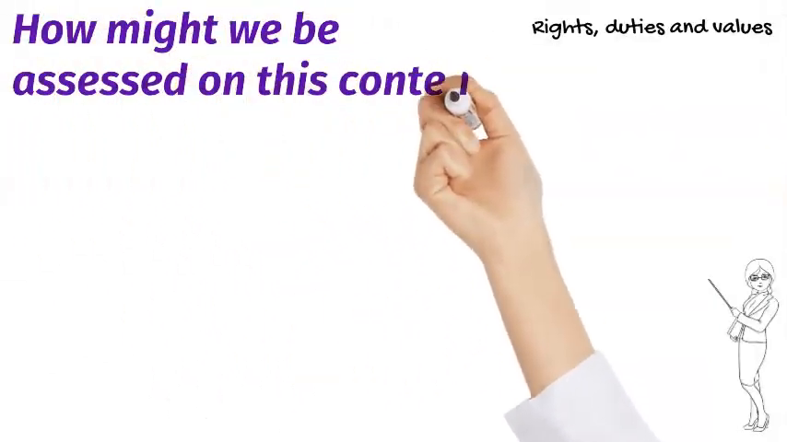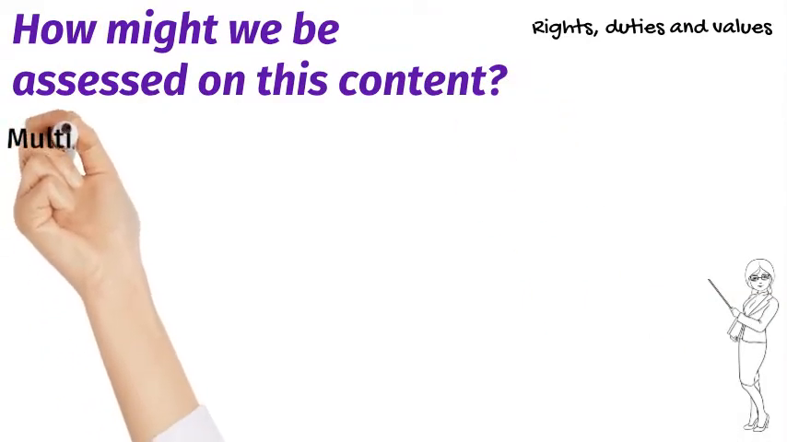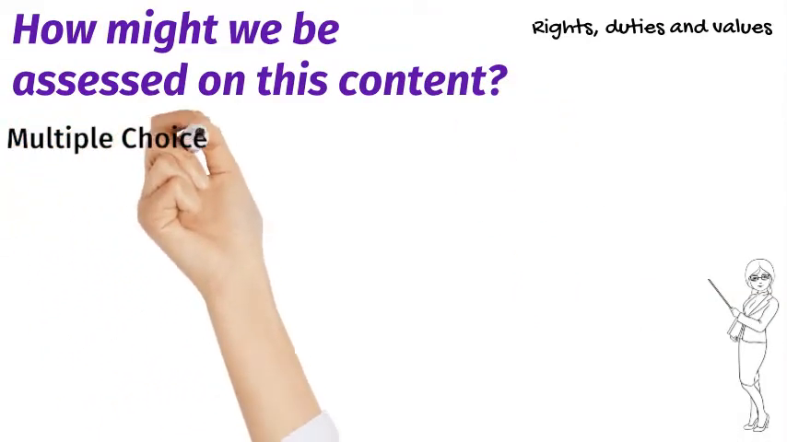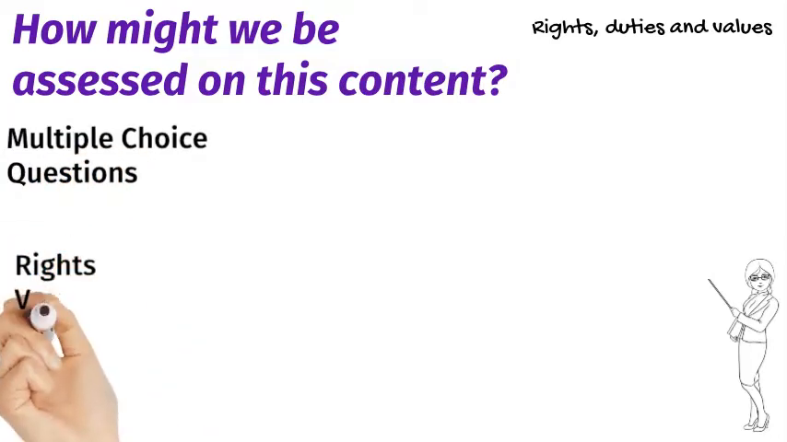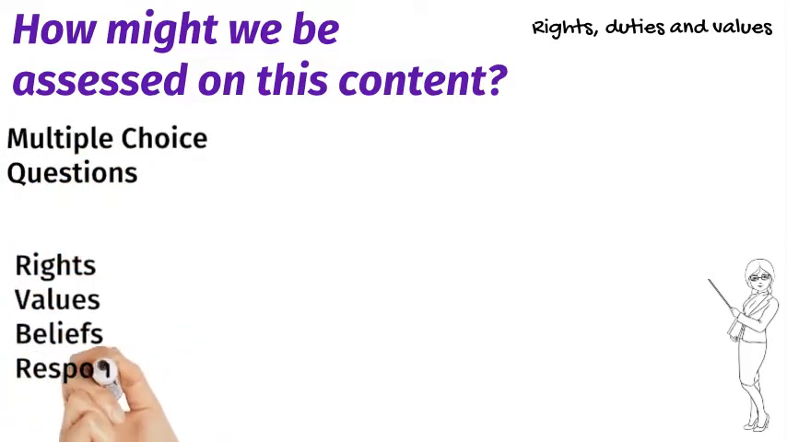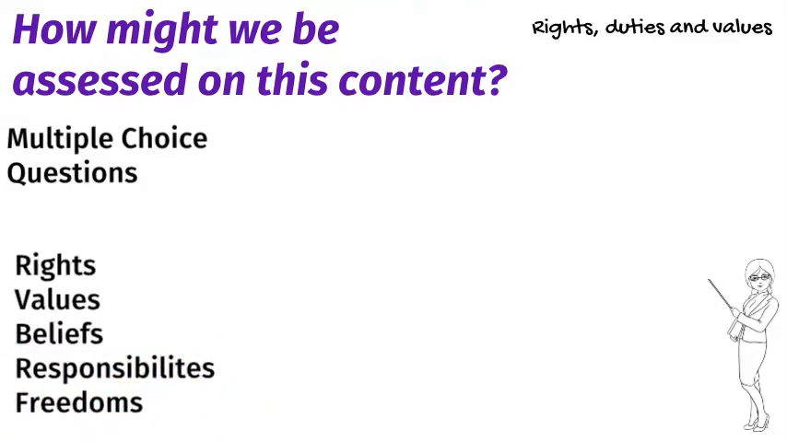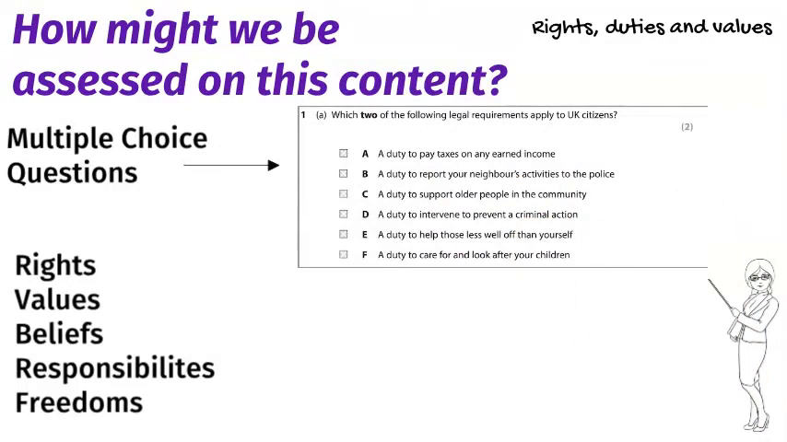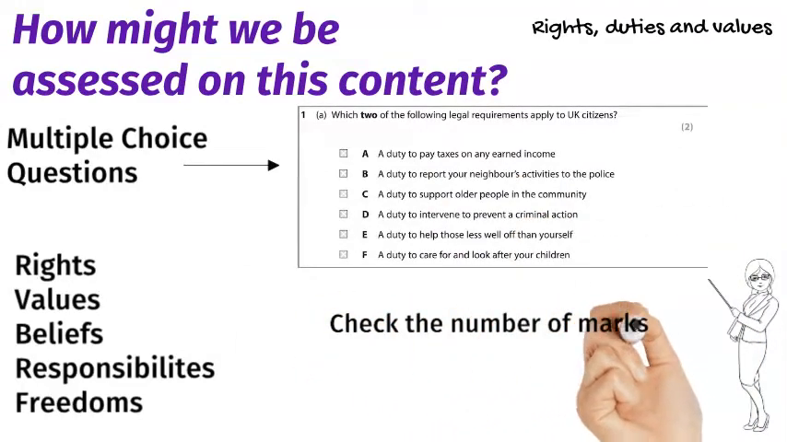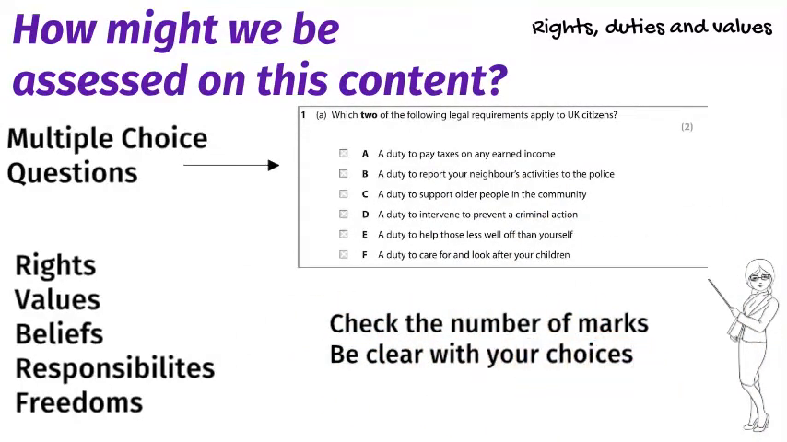How might we be assessed on this content? This content could be assessed in multiple choice questions. Key vocab to look out for could include rights, values, beliefs, responsibilities, freedoms. These could all be asking about the content we've revised today. When answering multiple choice questions, you must check the number of boxes that you need to select, then make sure that you mark them clearly.